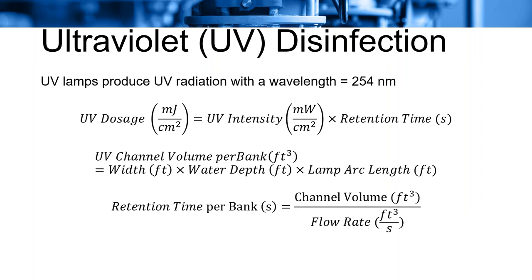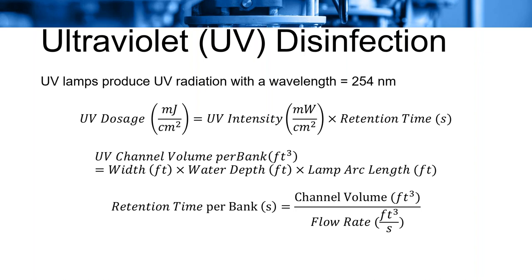There's also some math typically associated with ultraviolet disinfection. Here are some important figures and formulas to remember for that. One important thing to understand is that UV lamps typically produce UV radiation with a wavelength of 254 nanometers. That's the wavelength that penetrates microorganisms and alters their DNA so that they can no longer reproduce.